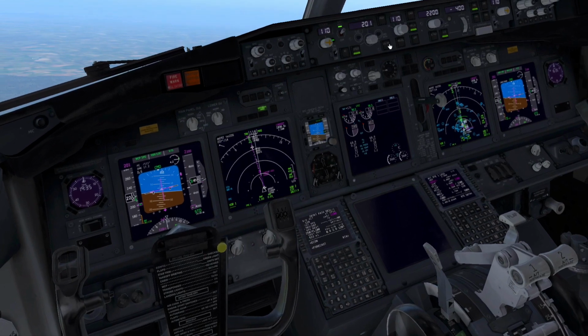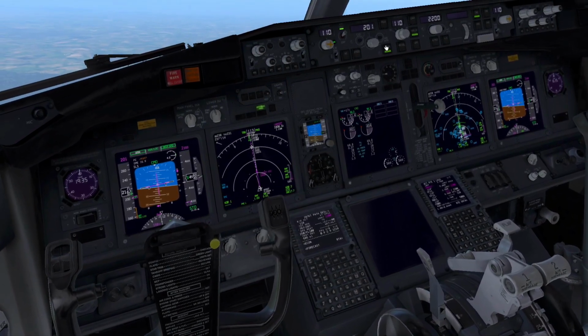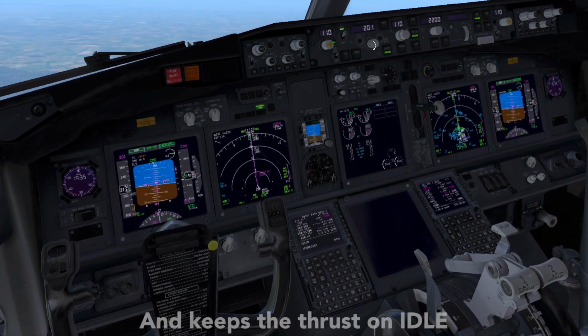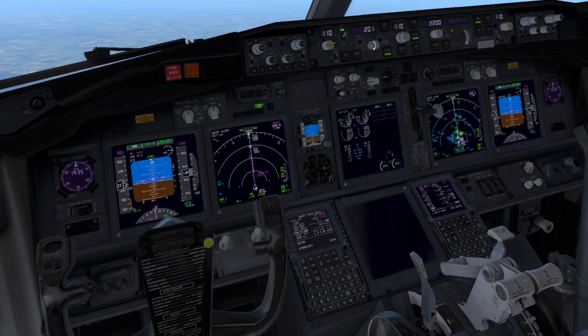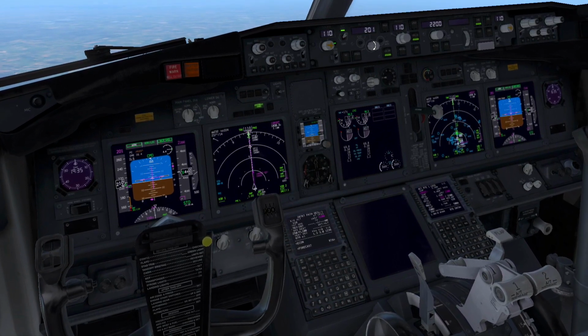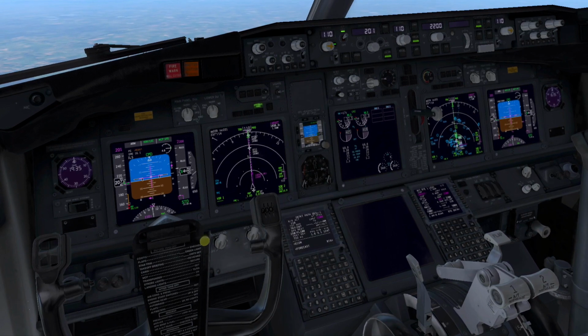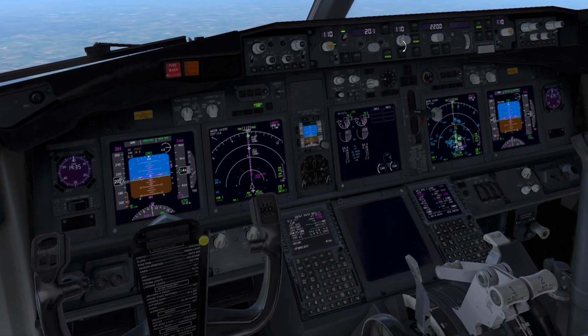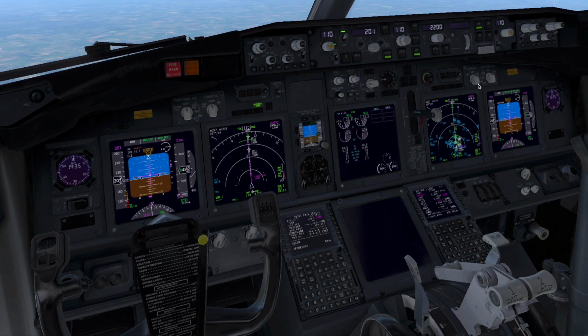So now we are reaching flap up speed. We can go back to level change so the aircraft descends with pitch. We're going to keep the speed brakes extended for now. And let's arm approach. Okay, glide slope is armed.